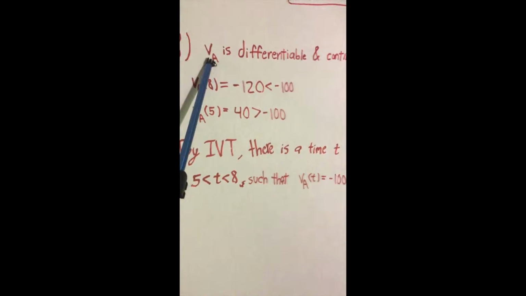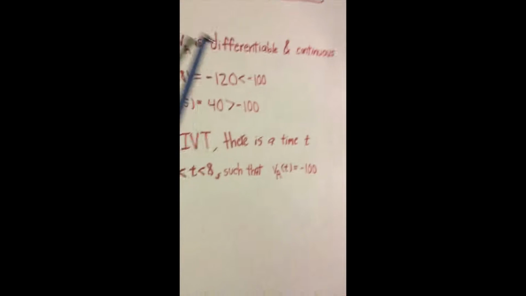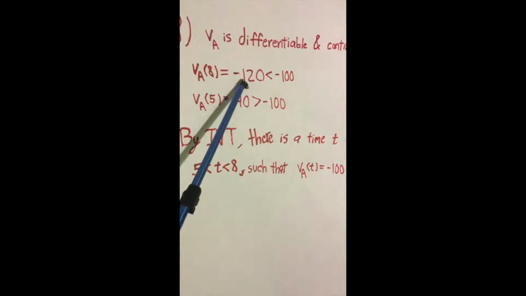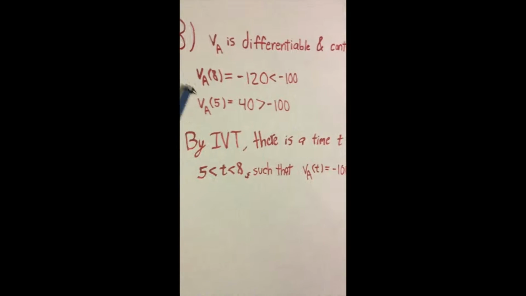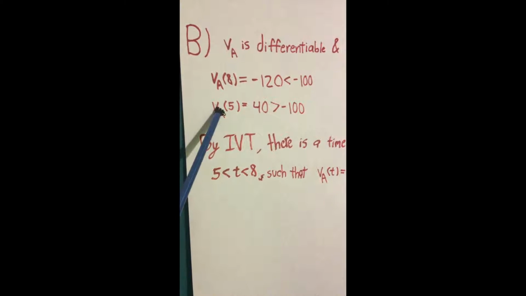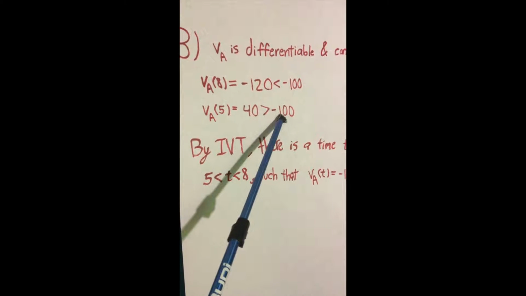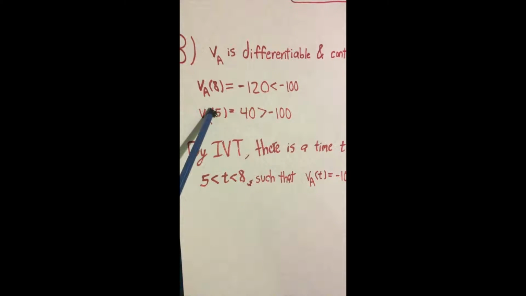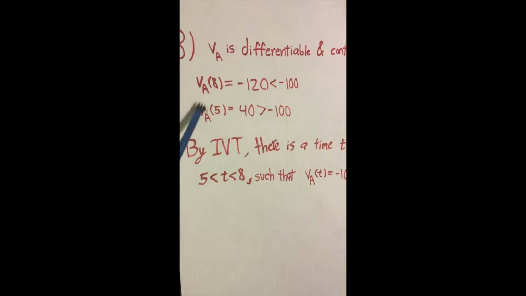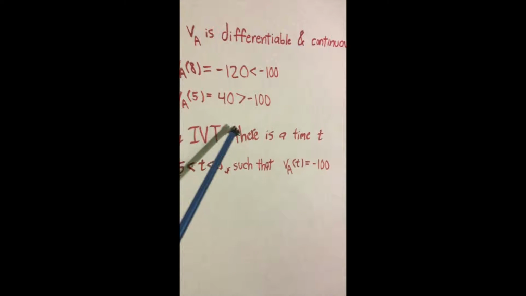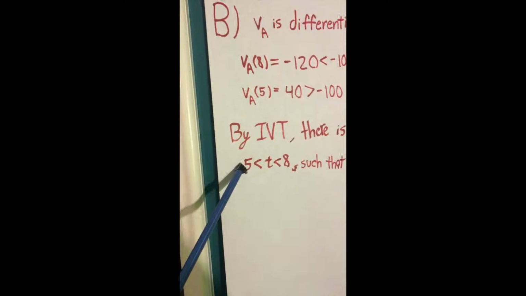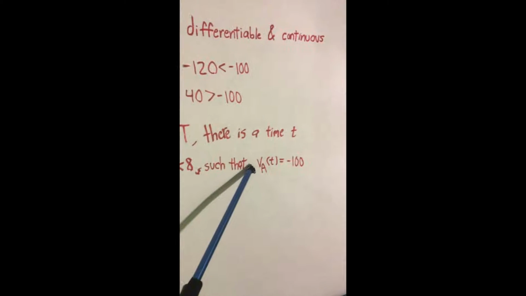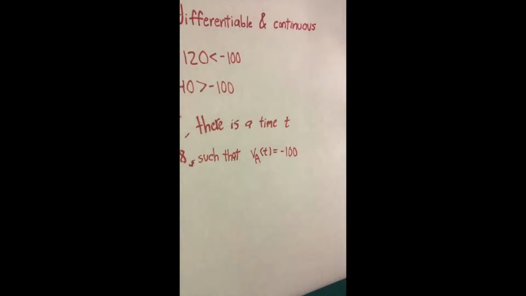Because train A's velocity is differentiable and continuous, and because the velocity at time t equals 8 is negative 120, which is less than negative 100, and the velocity at time t equals 5 is 40, which is greater than negative 100, negative 100 has to fall between these two numbers. Between times t equals 5 and t equals 8, by the intermediate value theorem, there is a time t between t equals 5 and t equals 8 such that VA of t equals negative 100.